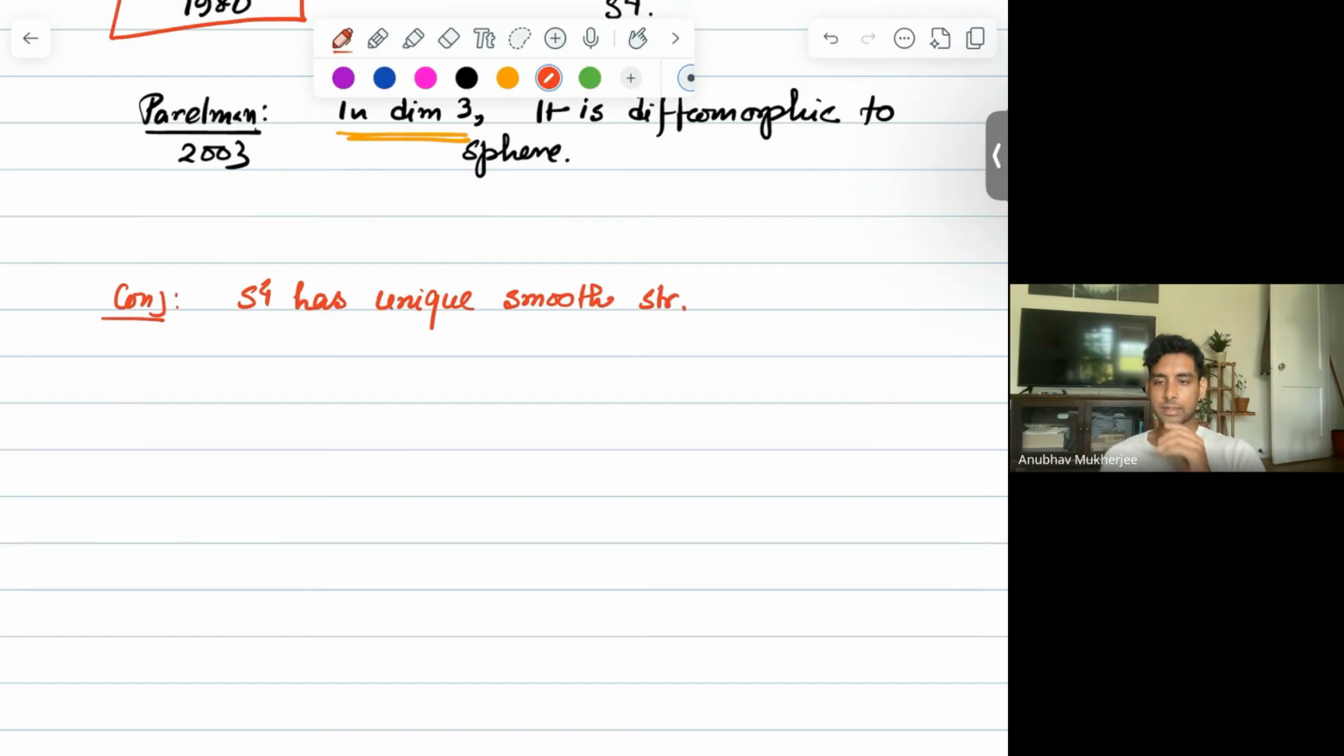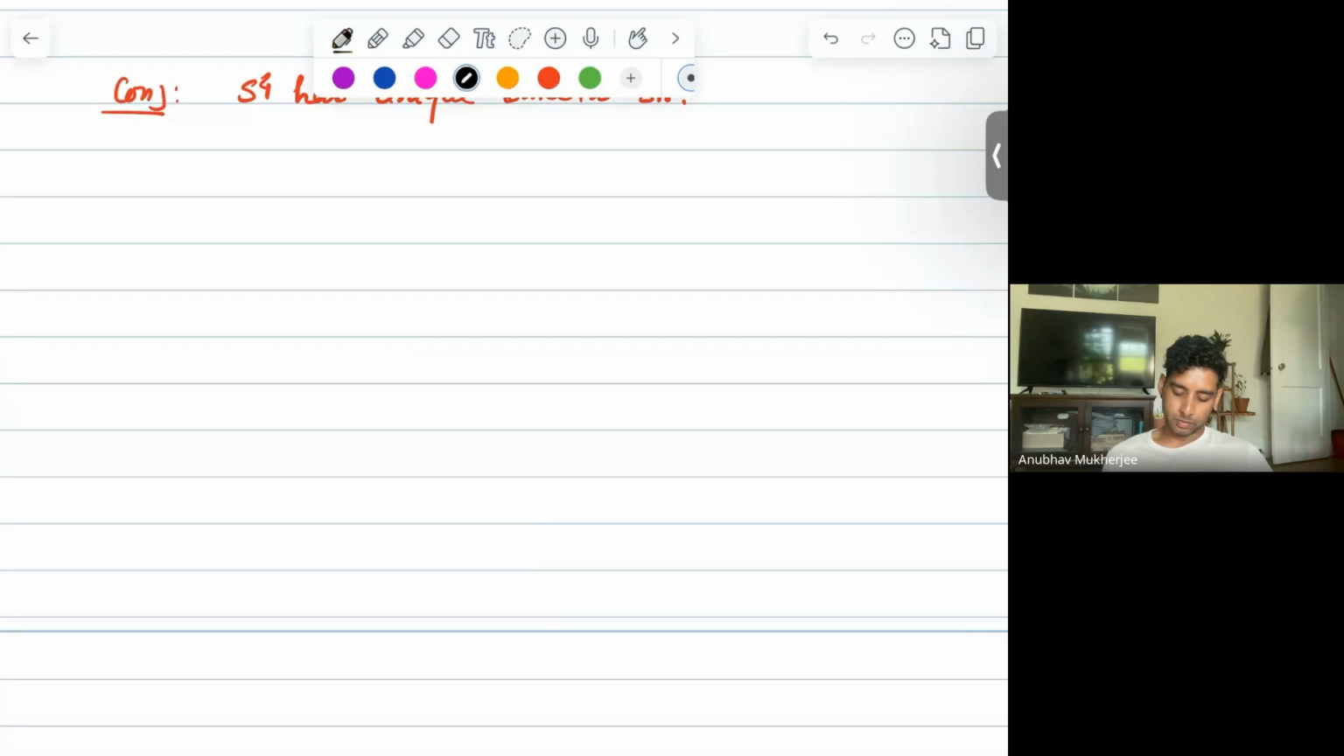Okay, so now let's think a little bit about why this question is interesting or difficult. One way to approach this problem is to use Smale's idea. So what did Smale do? Smale developed this theory called h-cobordism theory.